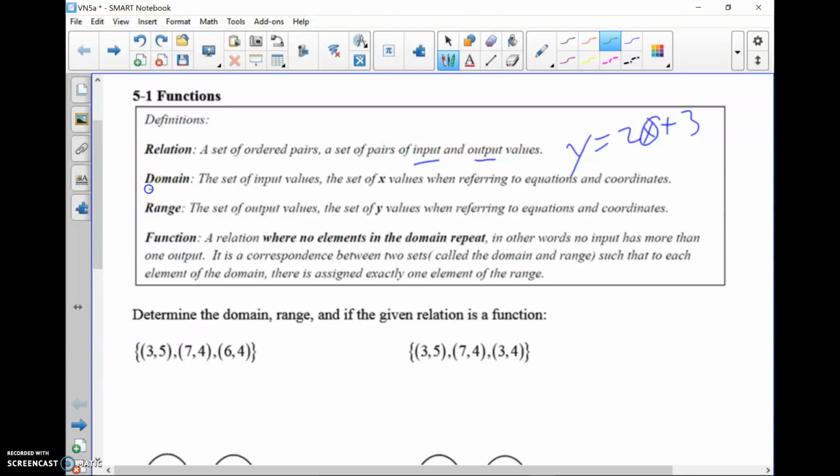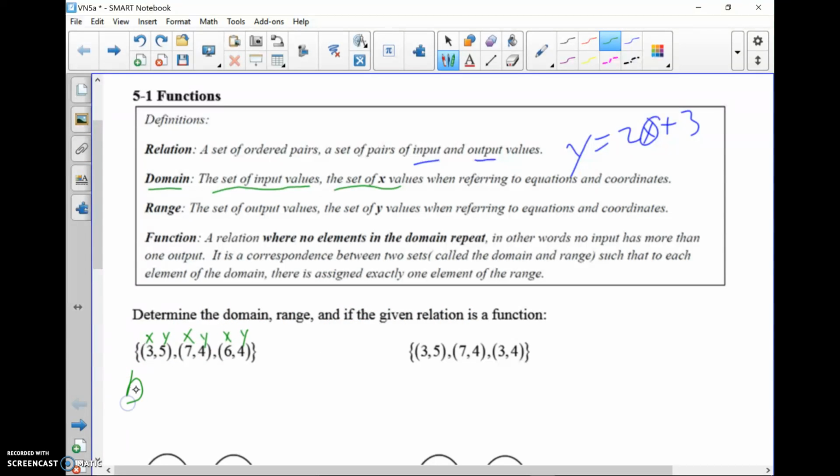Now, the domain for these ordered pairs is the set of input values, and for coordinates, it's the set of the x values. It's the first thing in the ordered pair. So we look at our example down here, 3, 5, 7, 4, 6, 4. The first number or x value here is 3. This x value here is 7. The x value here is 6. The y value is 5. The y value is 4. The y value here is 4. And what they want us to do down here is determine the domain.